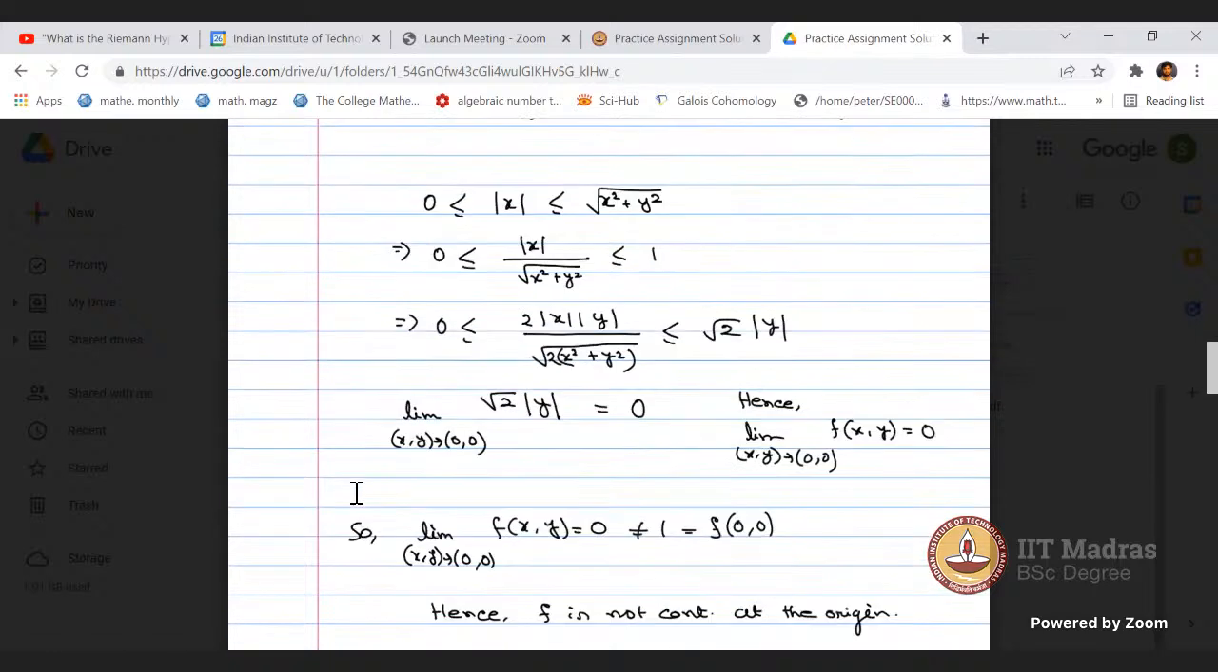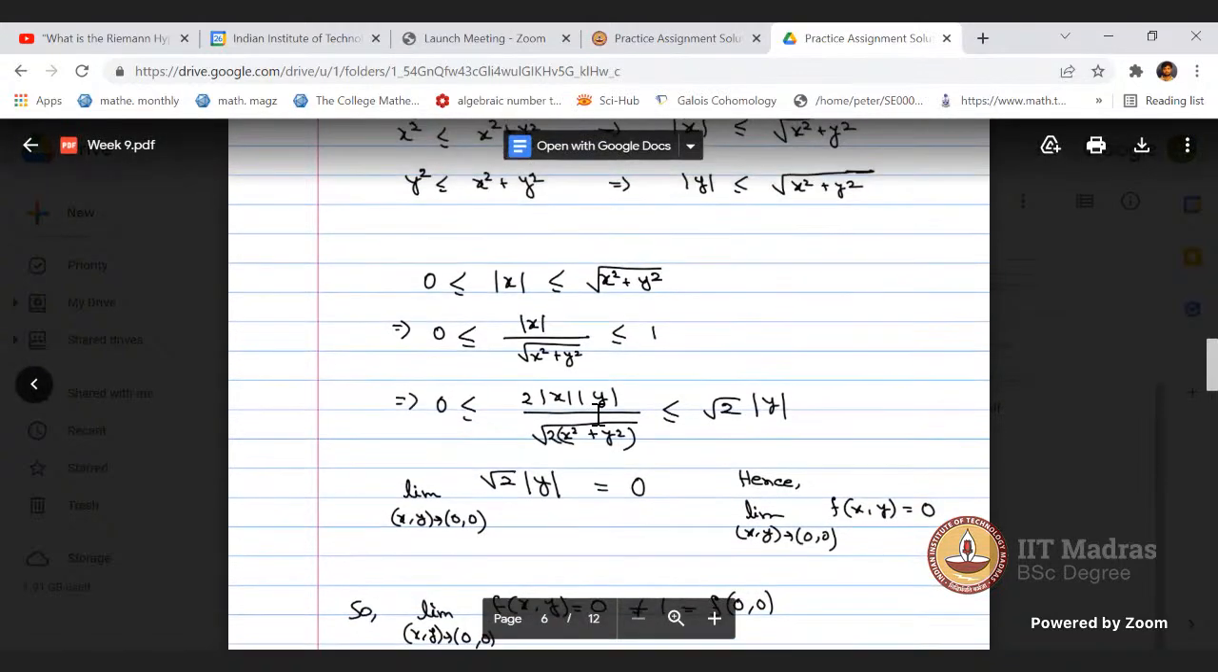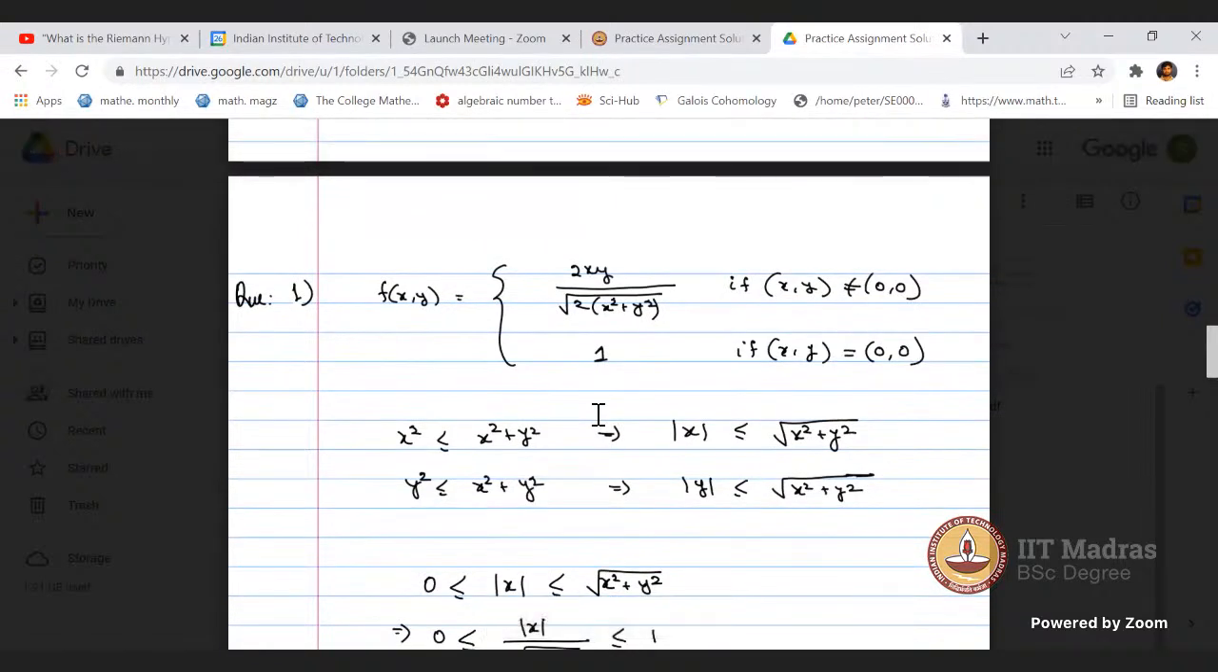What actually he proved? Basically the sandwich theorem has been used. Just one more thing I want to say. He actually proved that the limit of mod f is 0, right? Yes, sir. So if the limit of mod f is 0, then the limit of f is 0, right?